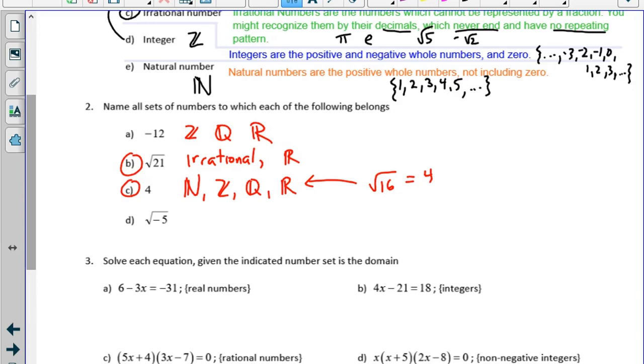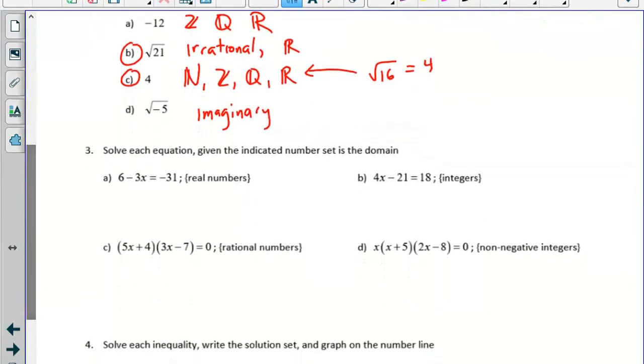And then letter D is actually none of the above. Letter D is what we call an imaginary number. And if you want to know more about that, you can look at the video about number sets. That's optional. But we will learn more about imaginary numbers when we get to quadratics a little bit later in the year in chapter 3.